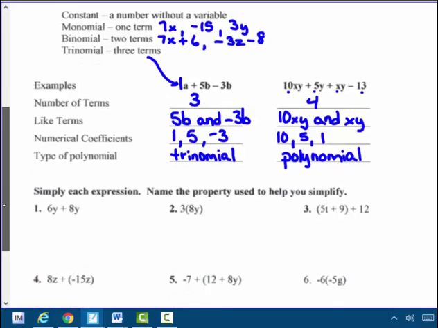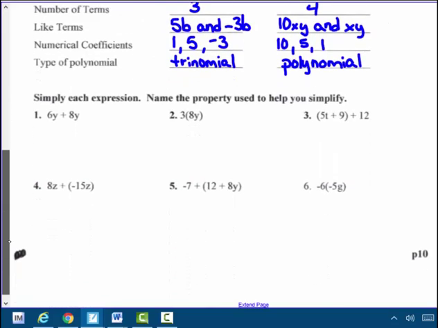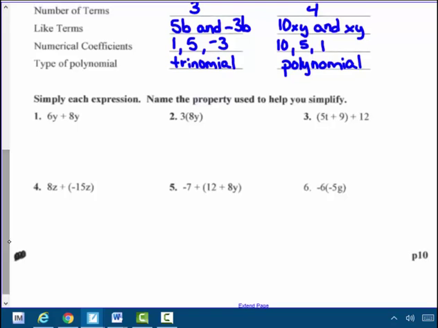So simplify each expression. Name the property used to help you simplify it. Oh, okay, so I'm going to use some properties here. Yes, you really do use properties. 6 yo-yos plus 8 yo-yos. I'm really going to add the 6 and the 8, right? I'm going to combine those numerical coefficients and call it 14 yo-yos.